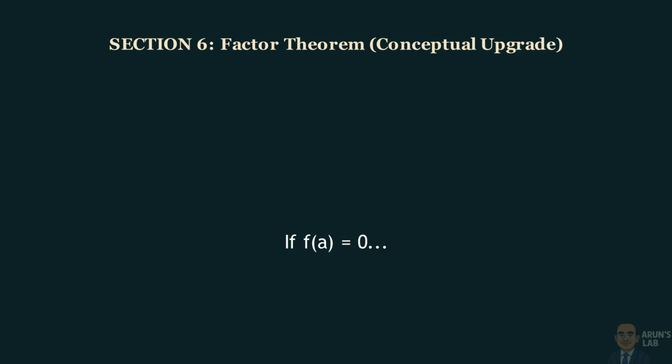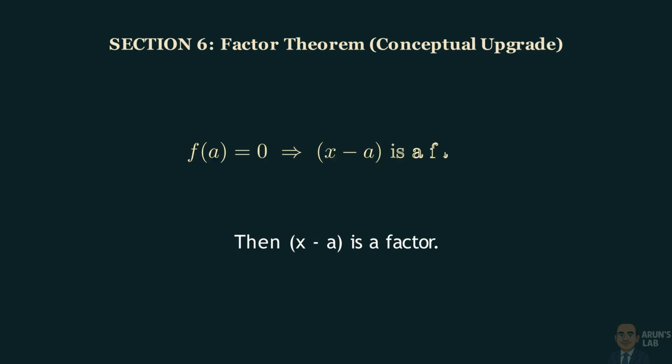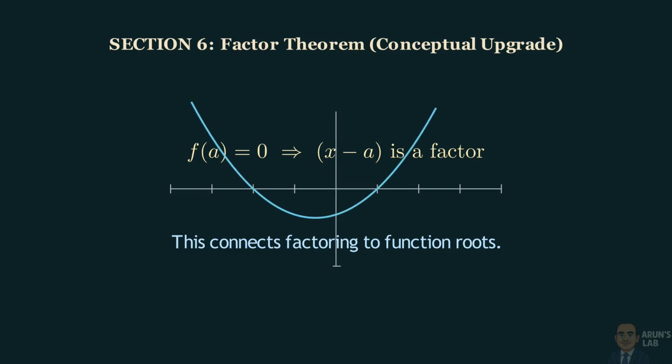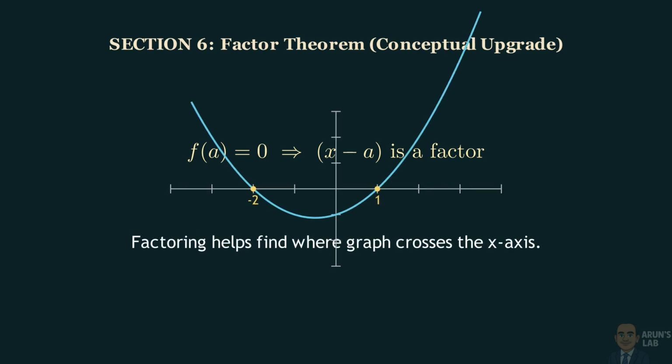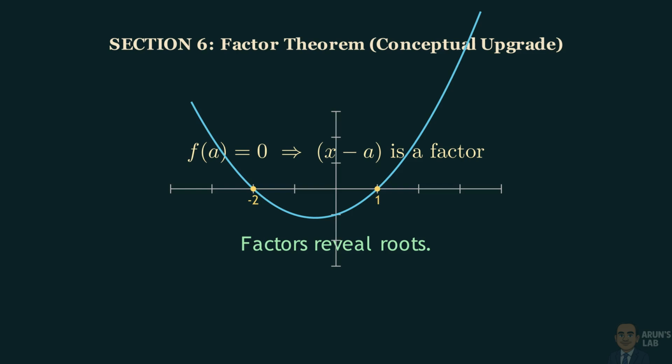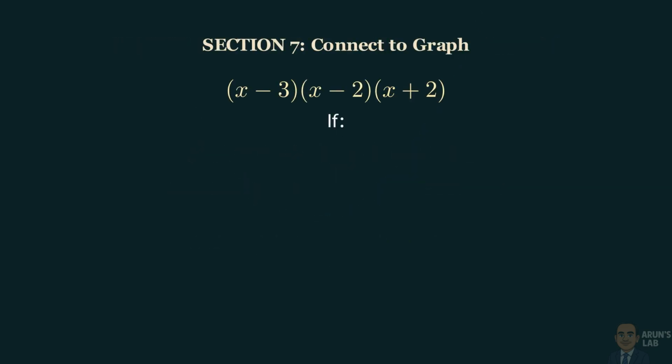The factor theorem says if f(a) = 0, then (x - a) is a factor. This connects factoring to function roots. Factoring helps us find where the graph crosses the x-axis. A very important line is that factors reveal the roots, roots reveal the graph behavior, and graph behavior leads to calculus. Let's connect to the graph.